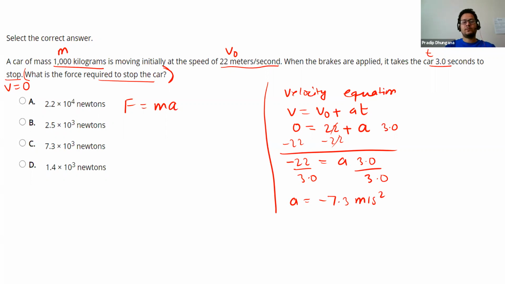Once we know the acceleration, we'll substitute mass and acceleration to get the force. Mass is 1000 kilograms. Here we are just calculating the magnitude of force, so you can neglect that negative sign. Just use 7.3, so it becomes 7.3 times 10 to the power 3. The unit of force is newtons. So 7.3 times 10 to the power 3 newtons of force is required to stop the car. The correct choice is C.